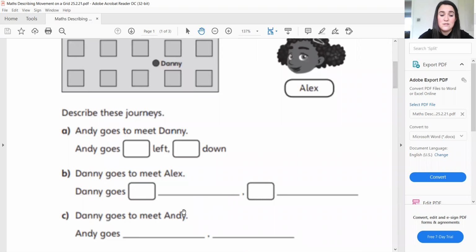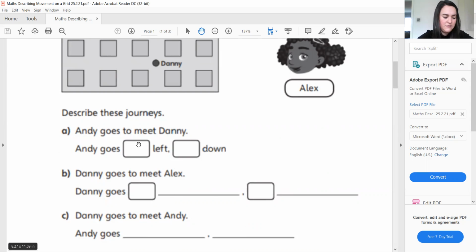And then Danny goes to meet Andy. This time it's taken away the boxes. That's not to say that you don't need to write a number down, you do, but it's taken away that little scaffold each time. Here it's telling you the direction, I need you to know how many blocks. Now it's not telling you either. Here it's expecting that you are going to be able to put those numbers and the direction in yourself. So it's taking away a little bit of scaffold each step.